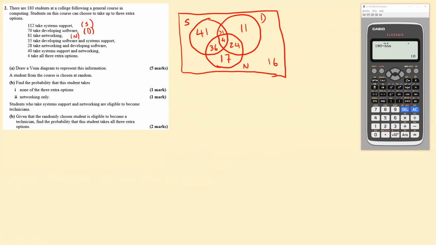B, find the probability that the student takes none of the 3 extra options. Well, none, we've got 16 students. So B part 1, probability of none is going to be 16 out of 180, and I can just leave it like that. Or you can simplify it to 4 out of 45. Part 2 is networking only. So only networking is 17.